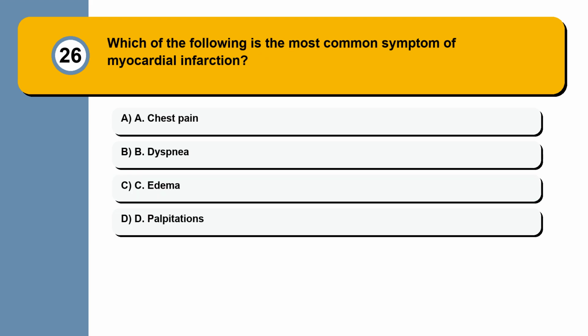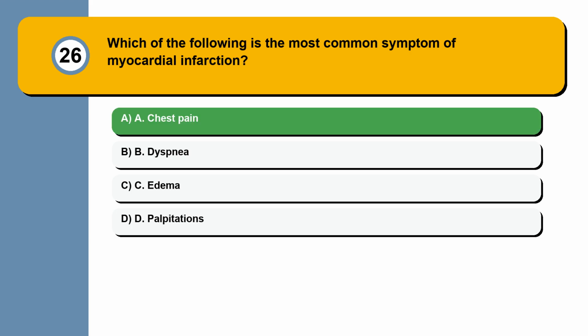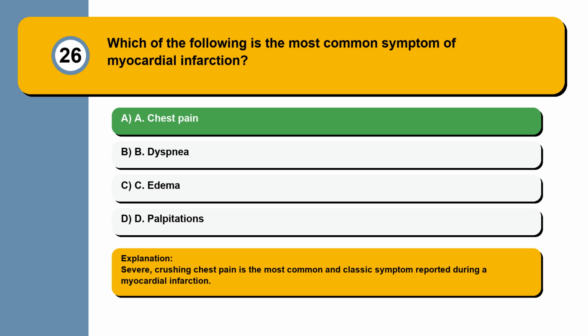Question 26. Which of the following is the most common symptom of myocardial infarction? A. Chest pain. B. Dyspnea. C. Edema. D. Palpitations. Severe, crushing chest pain is the most common and classic symptom reported during a myocardial infarction.